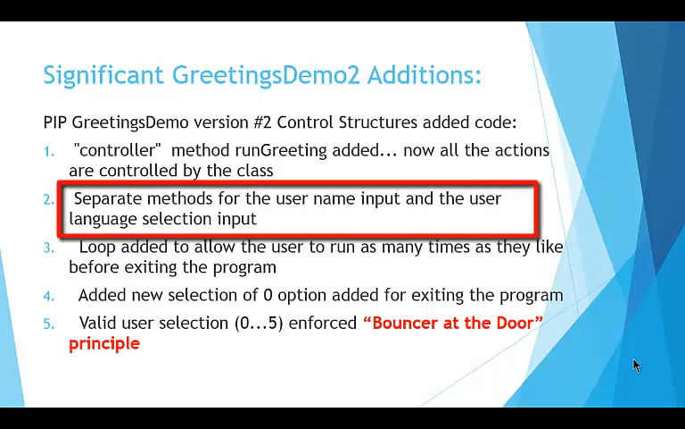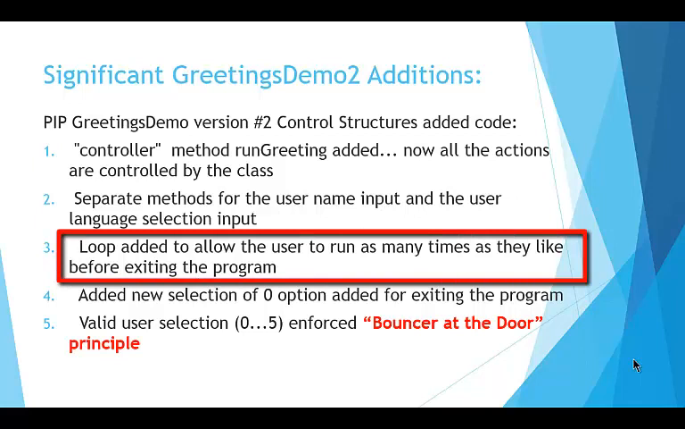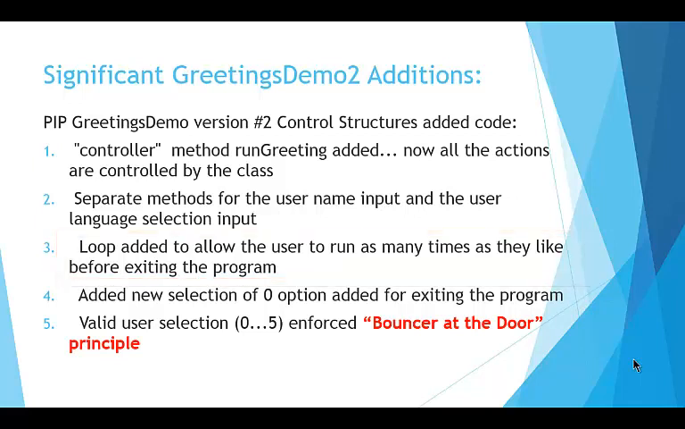The second significant feature is that we've split the user selection input method apart from the user name input. So now there are 2 individual methods, one for each of these parts of the program. This is a good idea because we want our methods to do one thing only and do it well. It also allows us to implement item number 3, where we add a loop to allow the user to run this program as many times as they like before exiting.